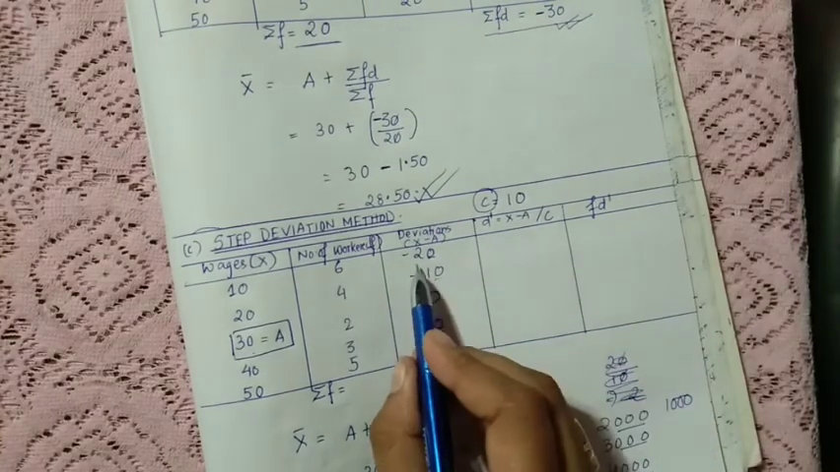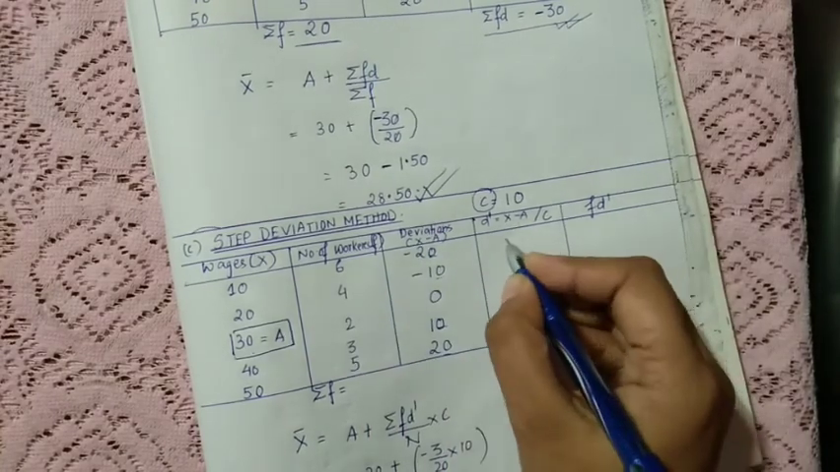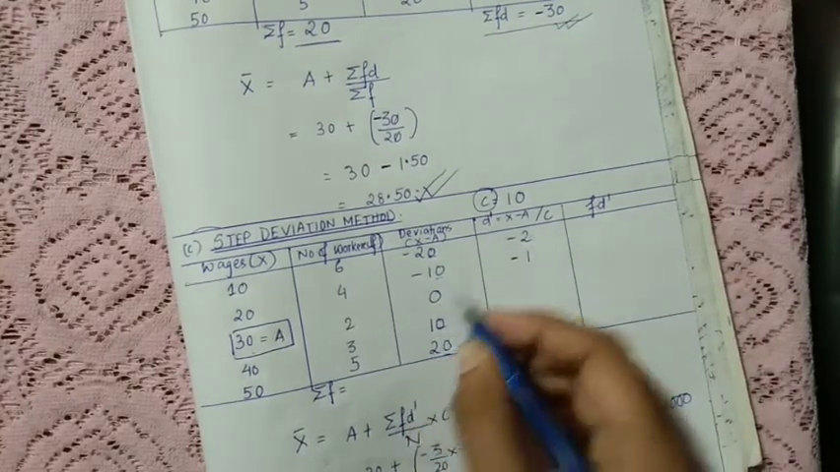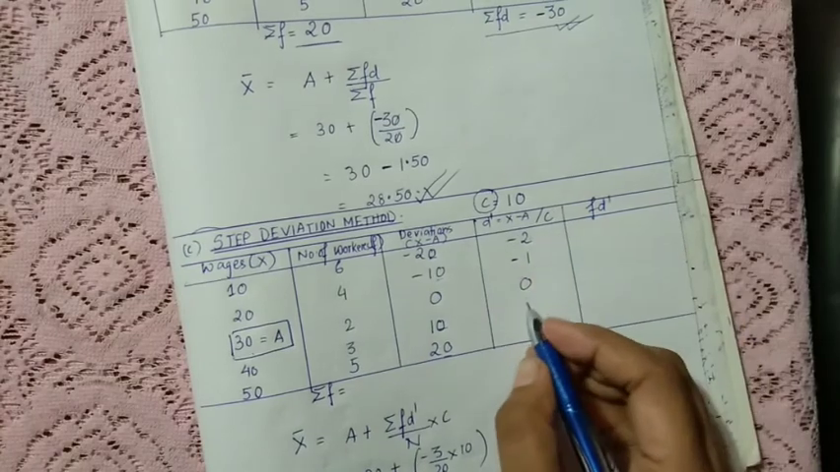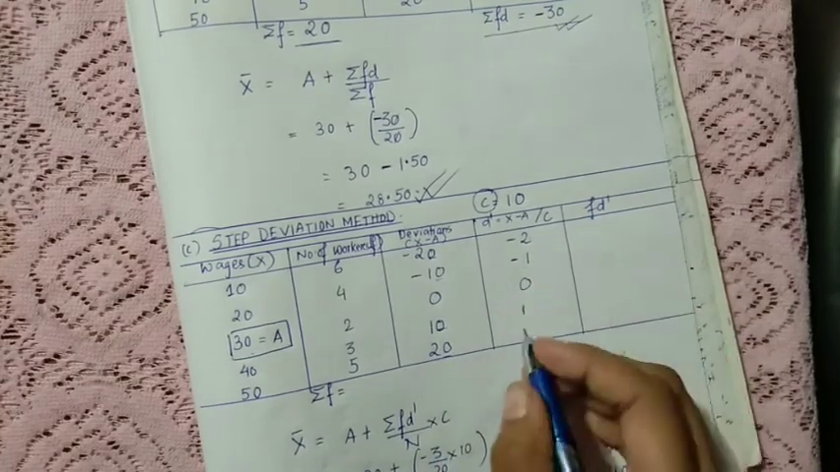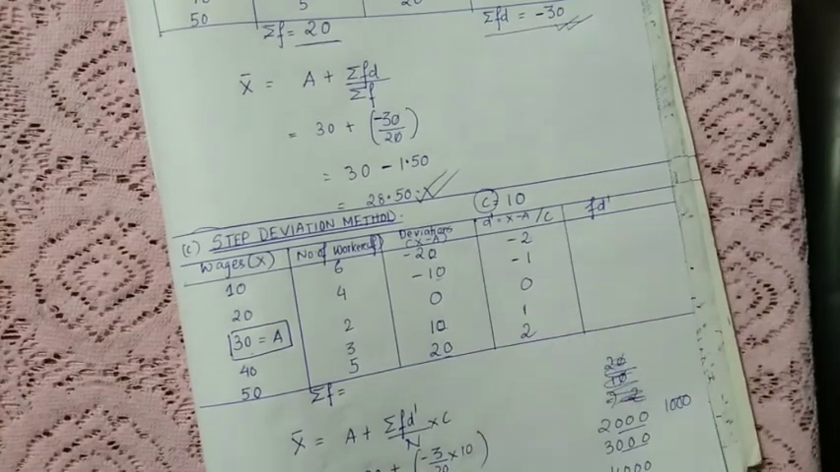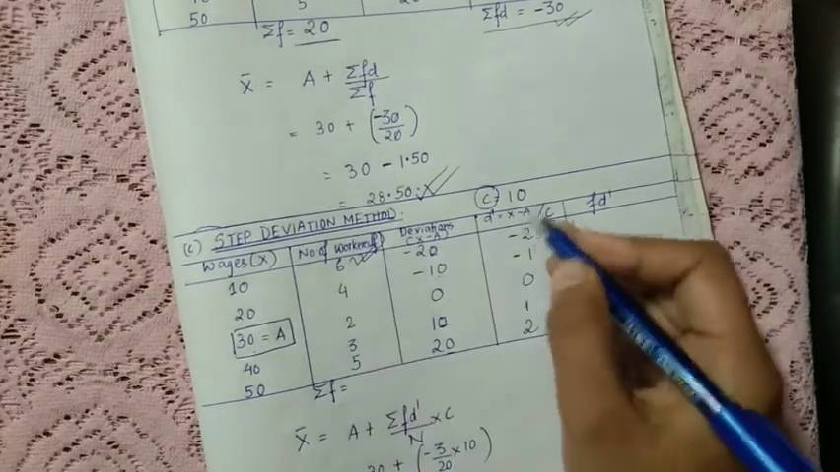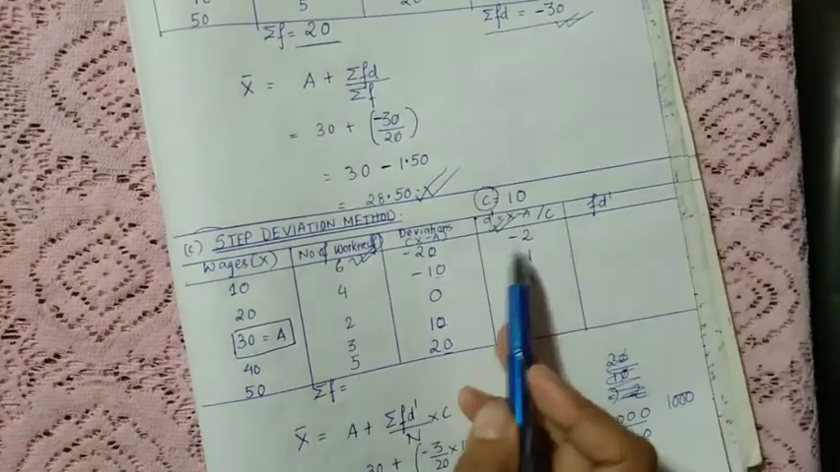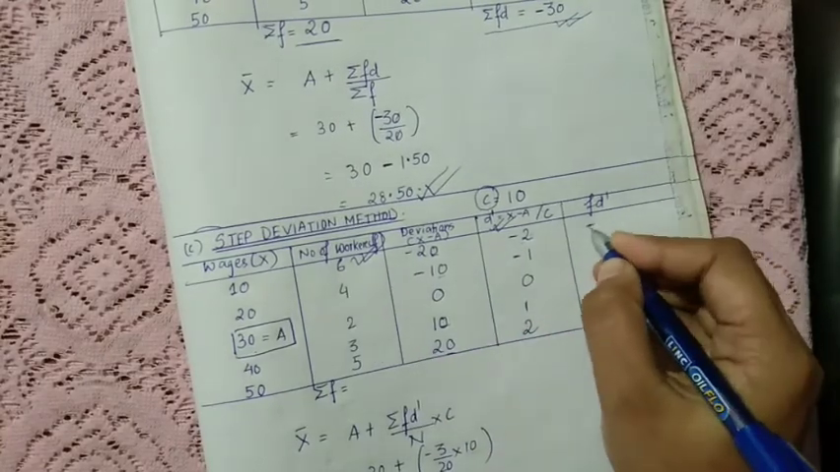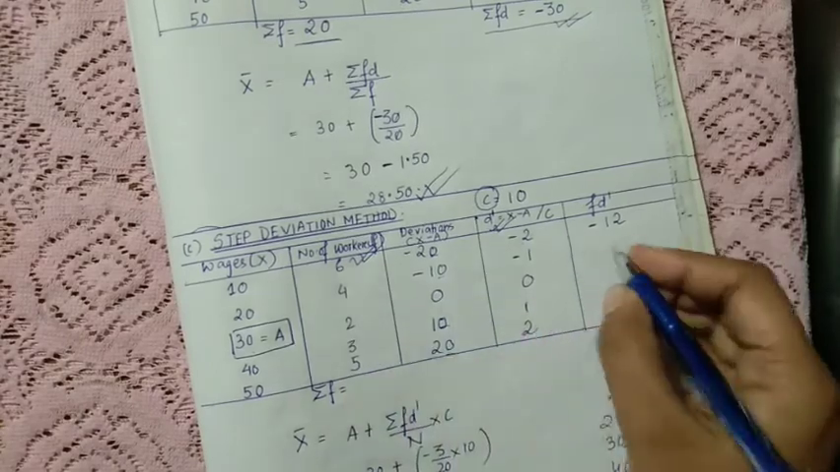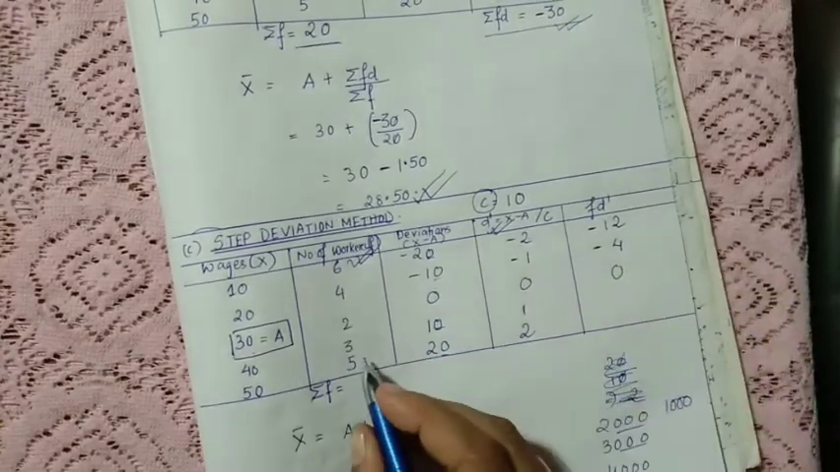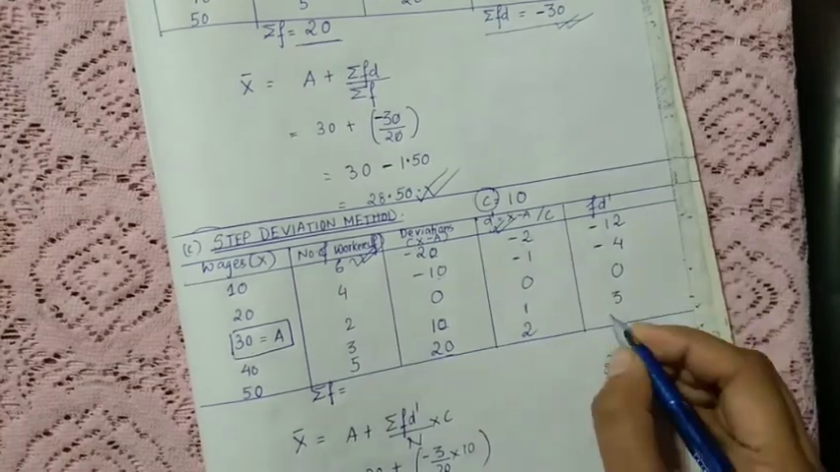If we divide minus 20 by 10, we get minus 2. Here we get minus 1. 0 divided by 10 is 0. 10 divided by 10 is 1. 20 divided by 10 is 2. Clear? Now we need to multiply f and d dash. 6 into minus 2 is minus 12. 4 into minus 1 is minus 4. 2 into 0 is 0. 3 into 1 is 3, and 5 into 2 is 10.